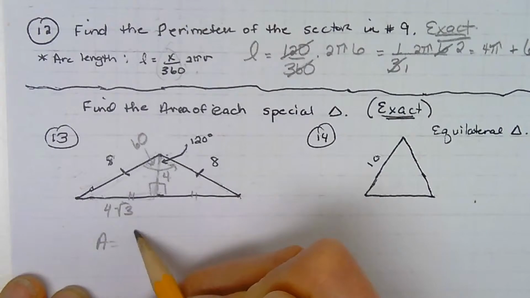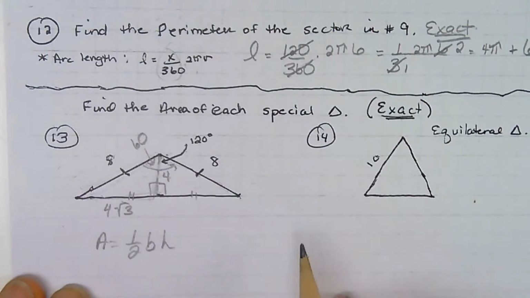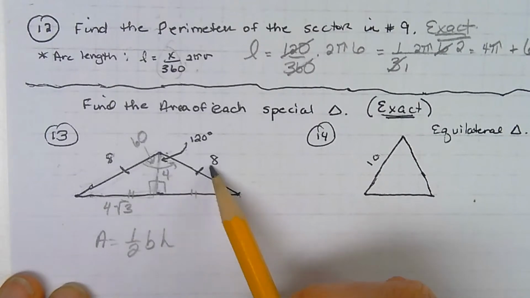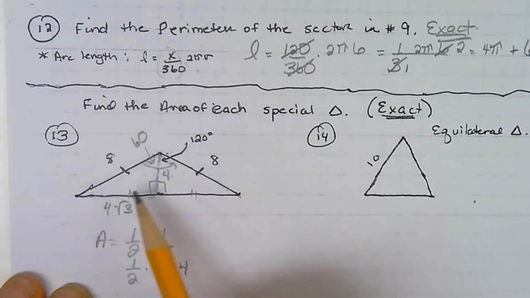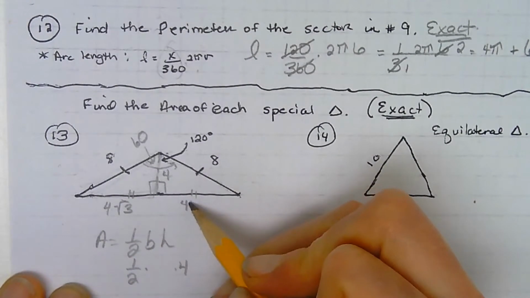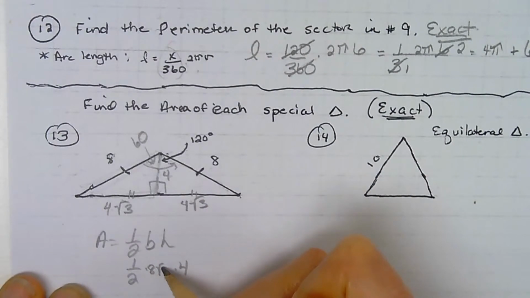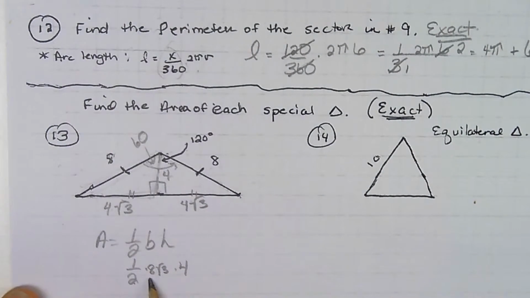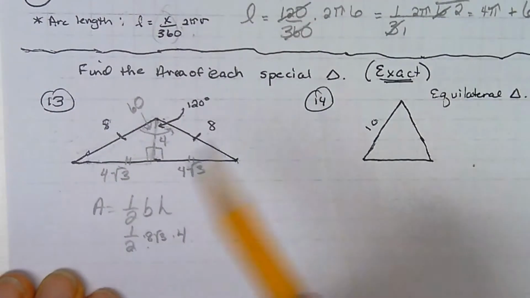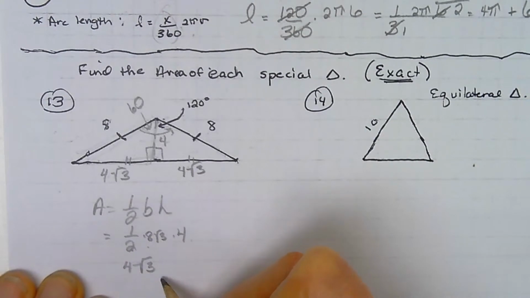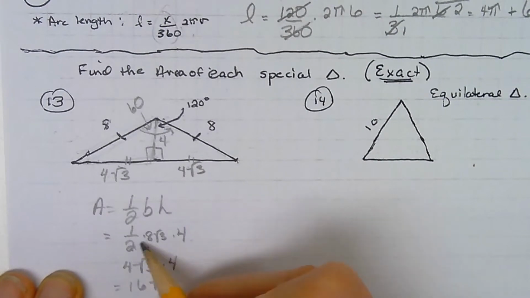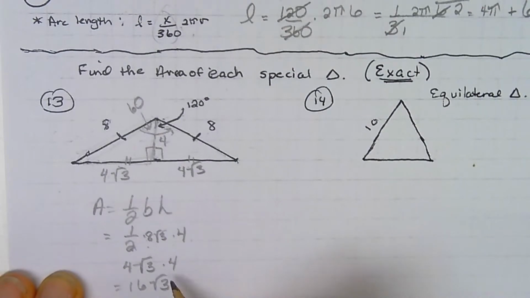The area of a triangle is 1/2 base times the height. Well, the height is 4 because it's half of the hypotenuse. And the base is 4 rad 3 plus 4 rad 3, which is 8 rad 3. So we have 1/2 times 4 times 8 rad 3. 1/2 times 8 is 4, so that's 4 rad 3 times 4, and that's 16 rad 3. Notice I'm multiplying everything on the outside of the radical. The radical stays inside, stays the same. So the area for this triangle is 16 rad 3.